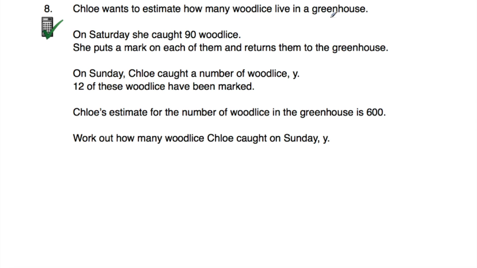So if we have a look at the greenhouse, her estimate for the total number of woodlice that live in the greenhouse is 600. And on Saturday, she caught 90 of them. So 90 out of the 600 were marked. And then whenever she went on Sunday, she then caught some of them. Let's call that Y. And out of those Y, 12 of them were marked.